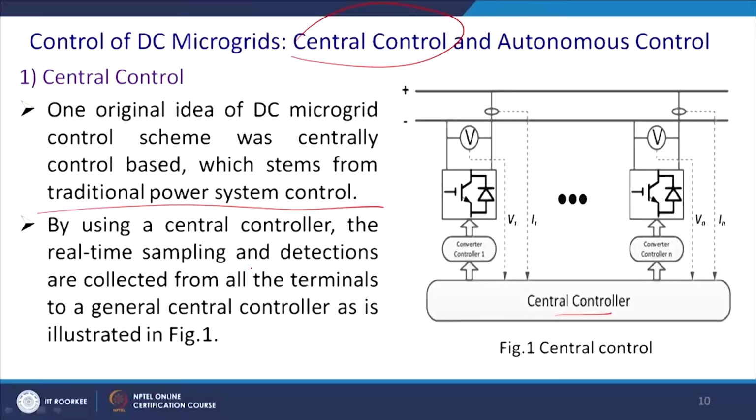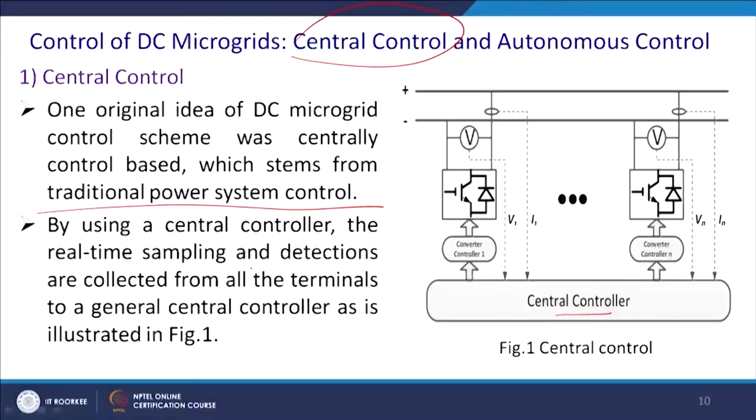But those are not a challenge nowadays, but still it will have a network bottleneck, and faster action will be required, because you please understand that unlike an AC microgrid, a DC microgrid has to be very fast in operation, because transients are very severe in nature.